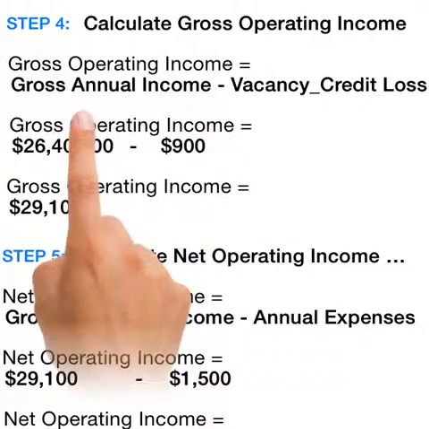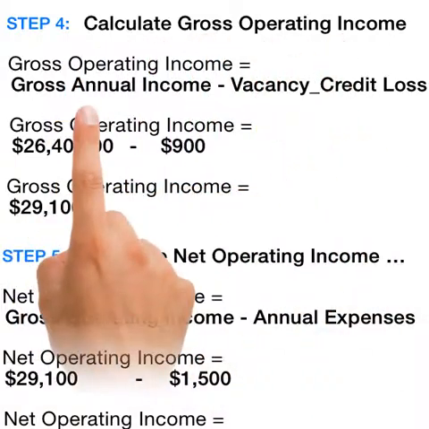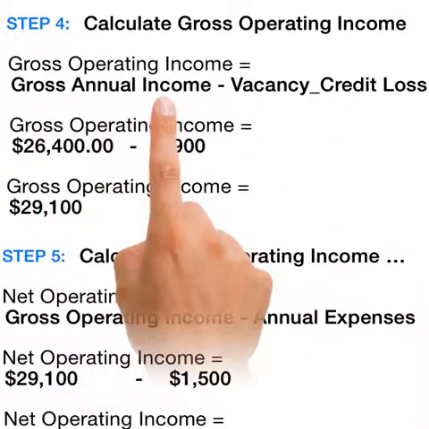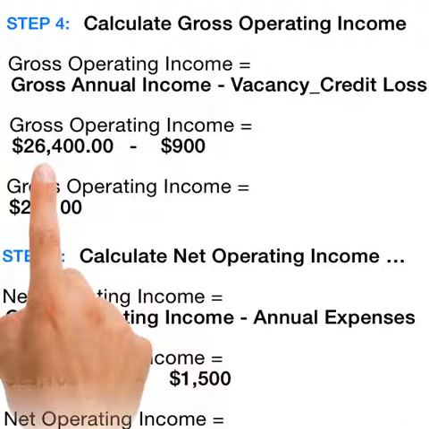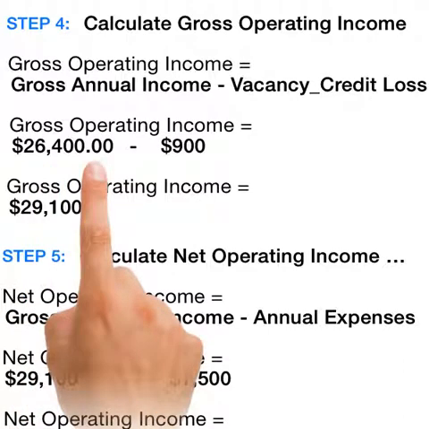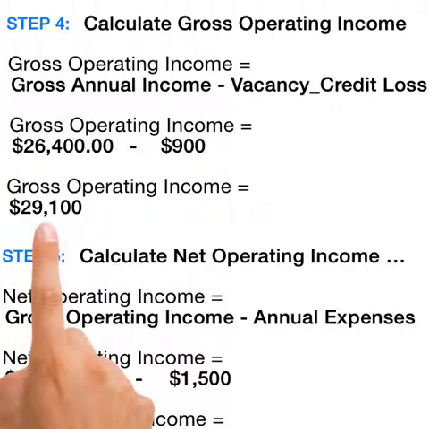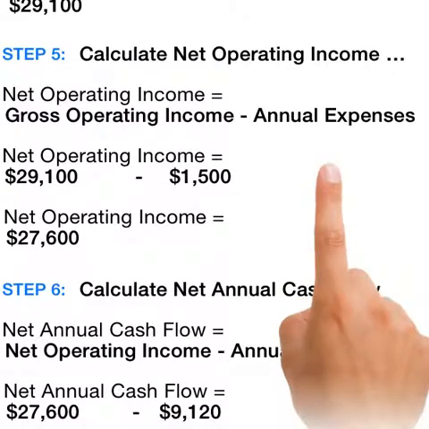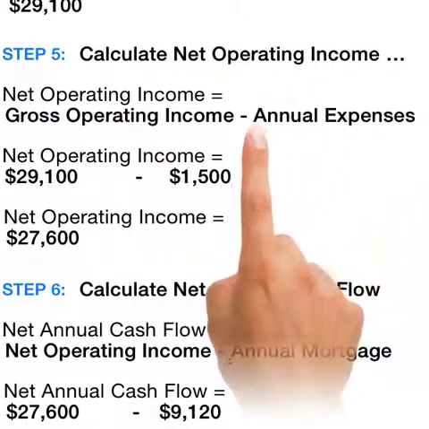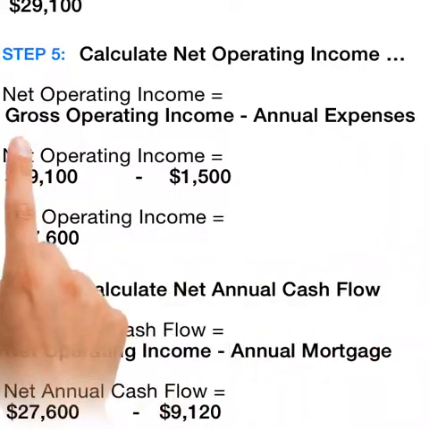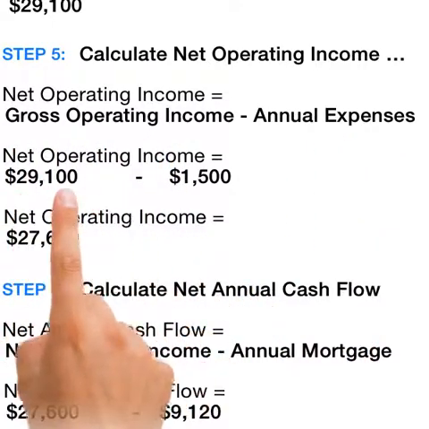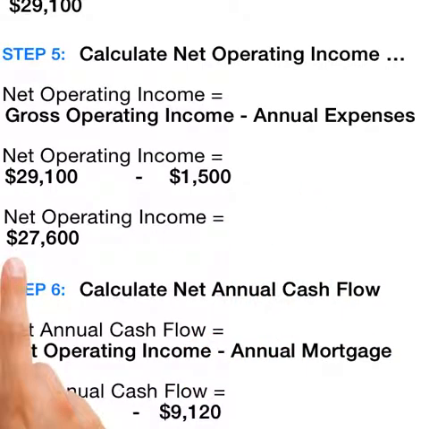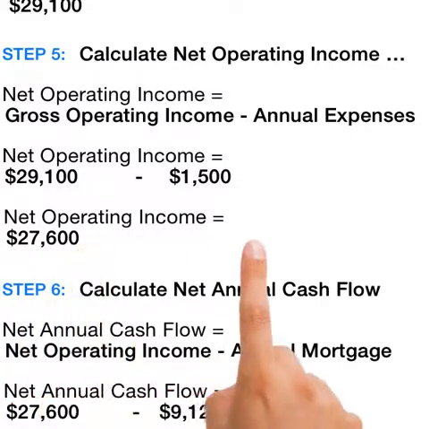So calculate gross operating income, which is calculated by subtracting the vacancy credit loss from the gross annual income. So 26,400 minus 900 will be 29,100 gross operating income. And then we calculate the net operating income, which is calculated by subtracting the annual expenses from the gross operating income. So 29,100 minus 1,500, your net operating income will be 27,600.